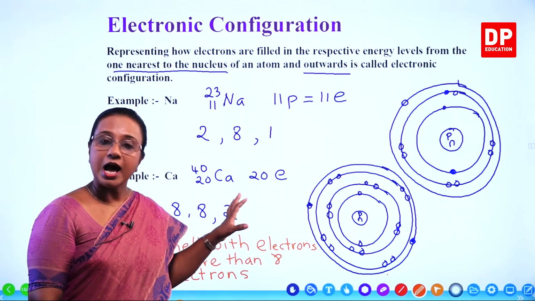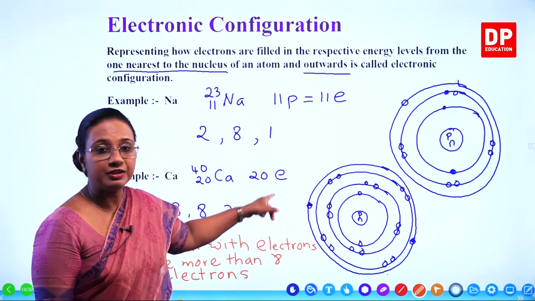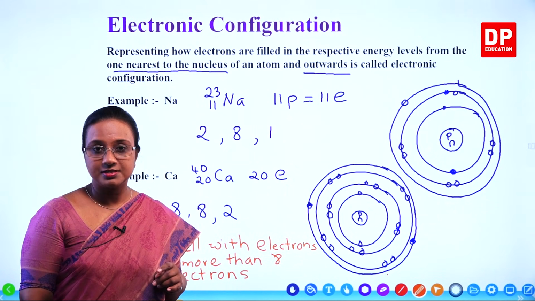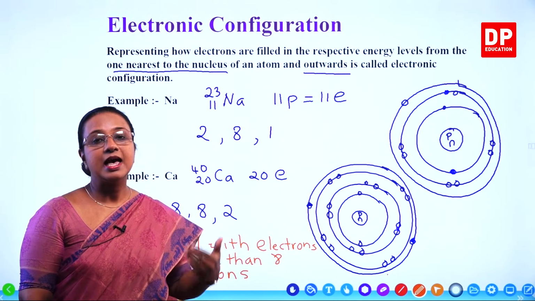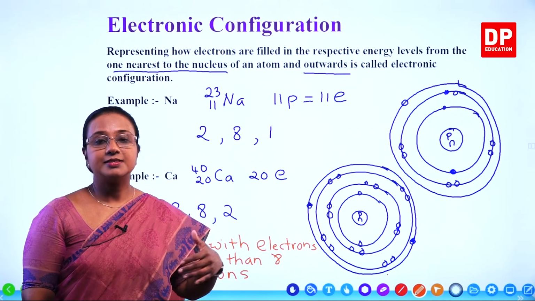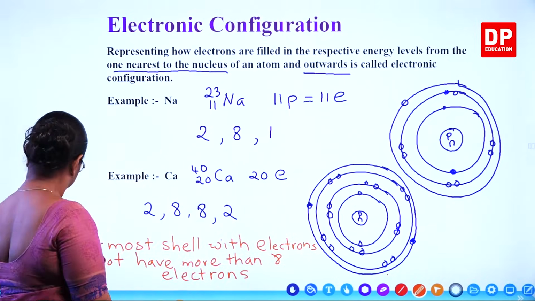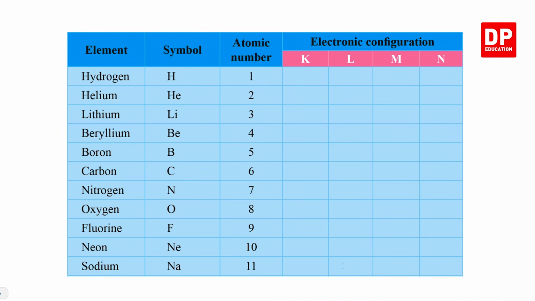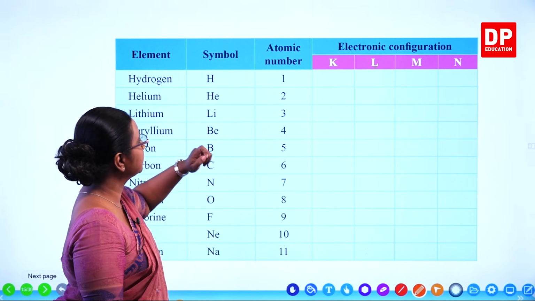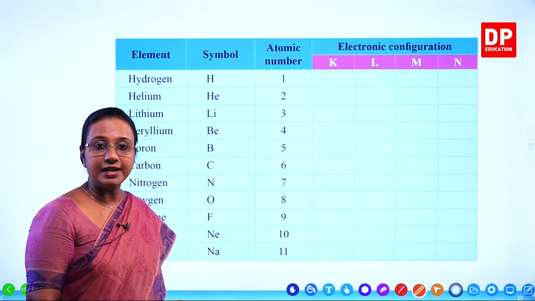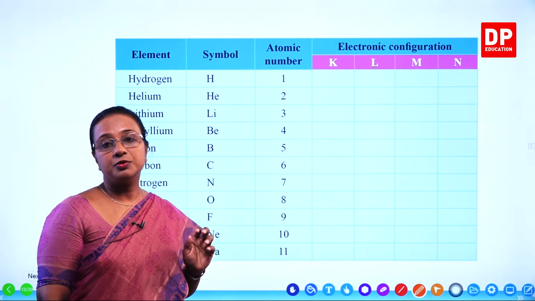I hope you all understood how we can allocate electrons to different energy levels. Now we will look at the different elements and how electrons are arranged into energy levels. So here the elements are given in order. It starts from hydrogen, the symbol is given, and you can see the atomic number starts from 1 and it goes up to 20.